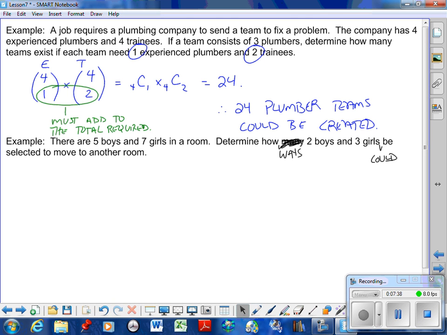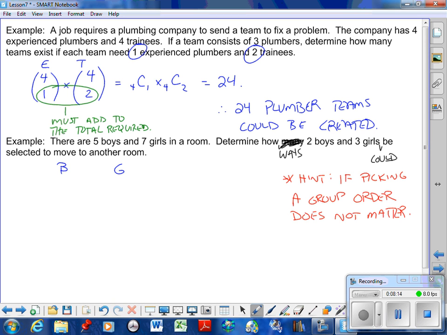Okay. So you're looking at your boys and your girls. So order does not matter. How do I know order doesn't matter? I'm picking a group. So I'll put this over here as a hint: if picking a group, order does not matter. As soon as you use that word group, order doesn't matter.